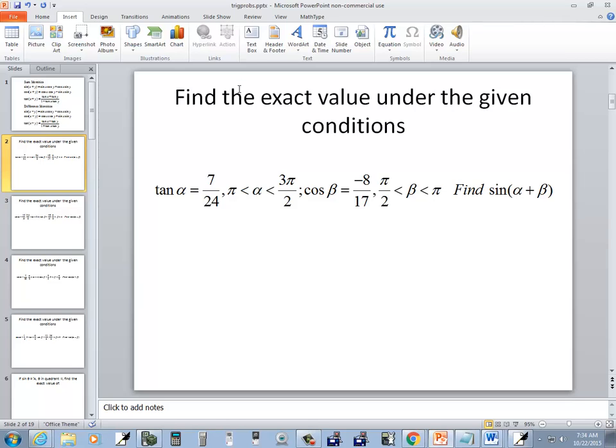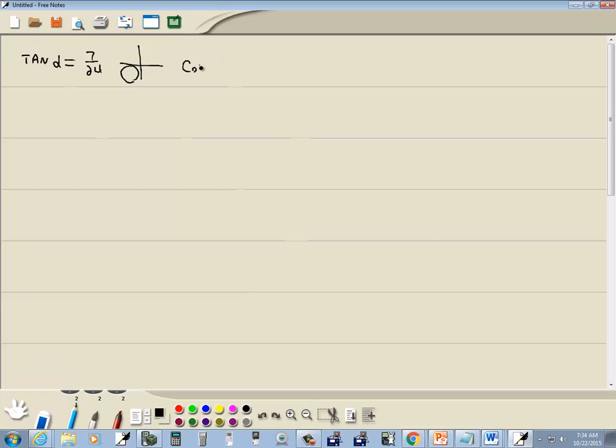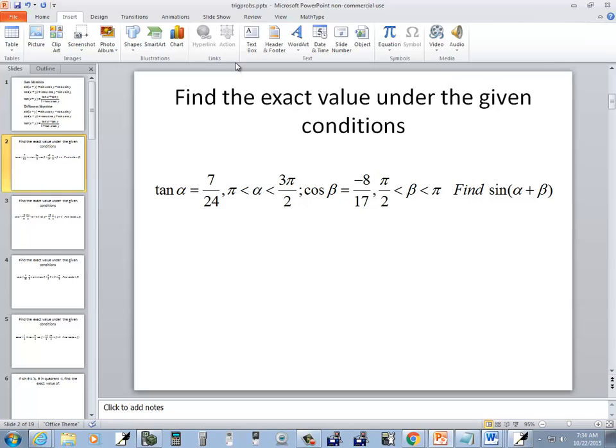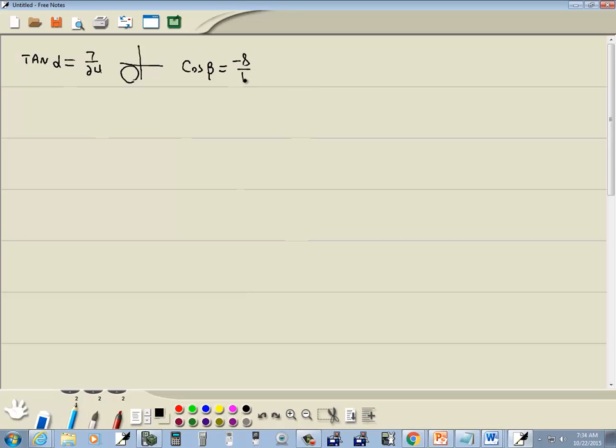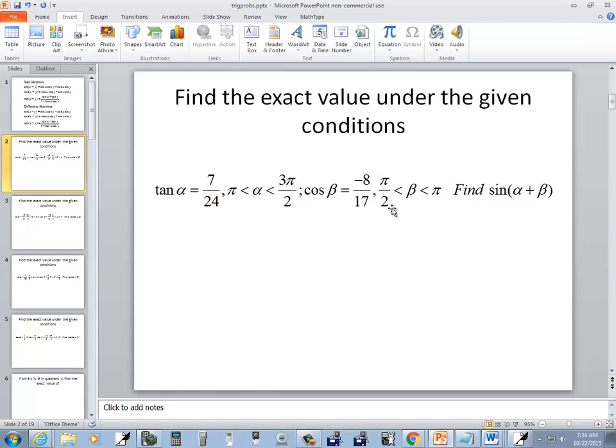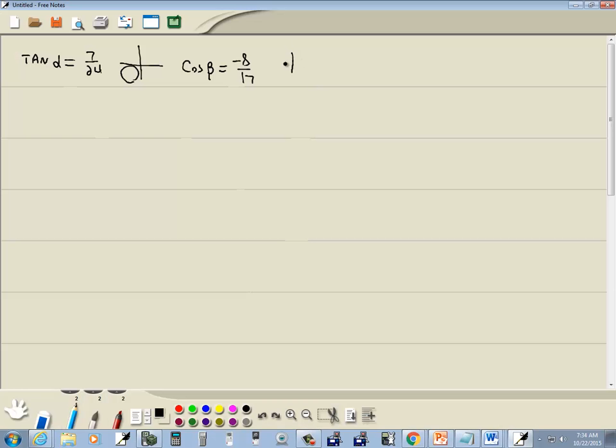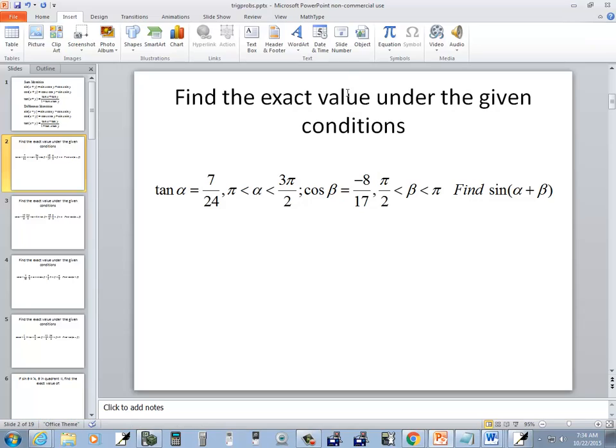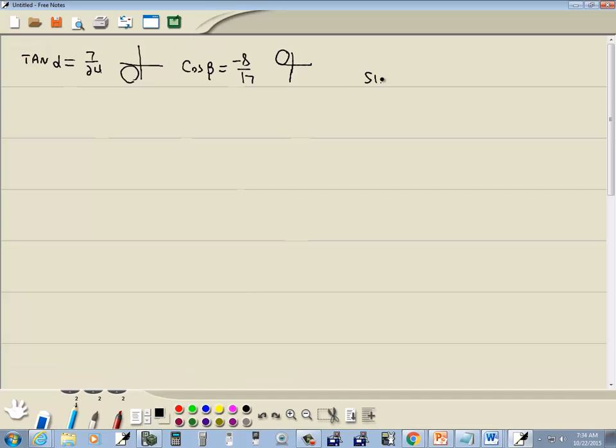And we're given cosine beta is equal to negative 8 over 17. And that's from pi over 2 to pi. Pi over 2 to pi would be this quadrant. And then they want us to find sine of alpha plus beta.